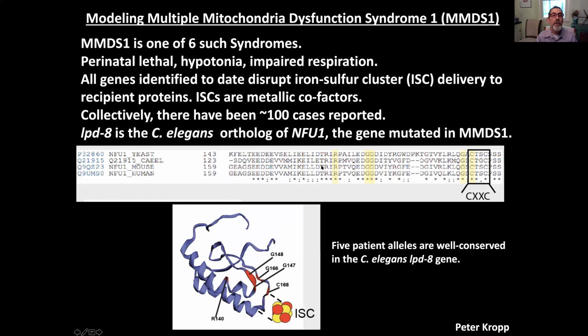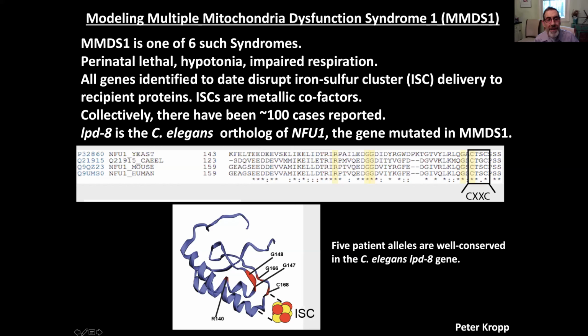In another example in my lab, we studied a multiple mitochondria dysfunction syndrome, MMDS1. This is one of six such syndromes. All 6 of these syndromes have perinatal lethality, where these kids die at about 12 to 15 months. They're all hypotonic, and they have impaired respiration.